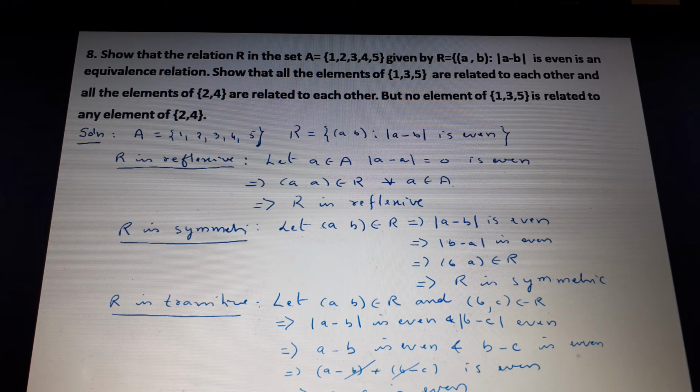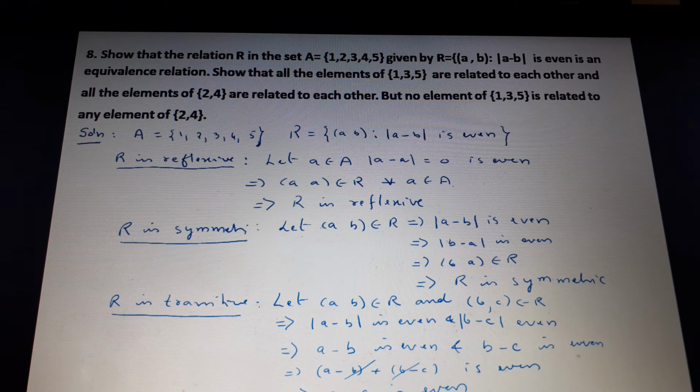Transitive. So it is reflexive, symmetric and transitive. Therefore, I can say R is an equivalence relation. So this is the proof for the first part. So we have established now that the given relation is an equivalence relation. So that is what we completed.